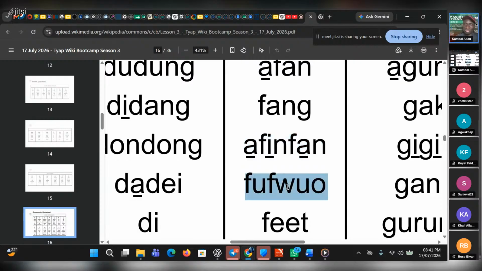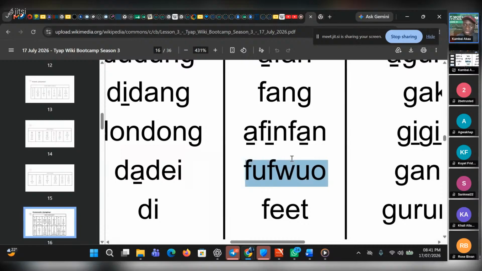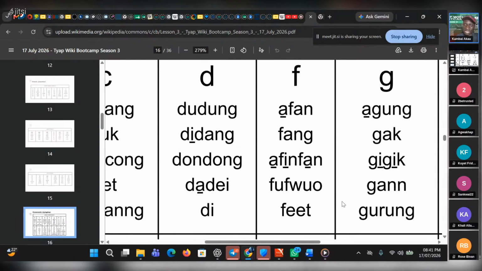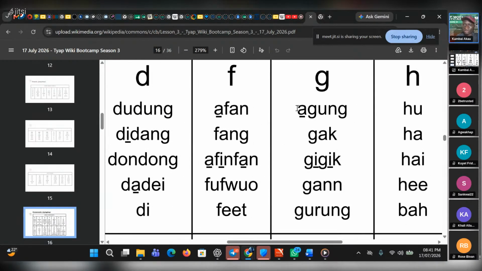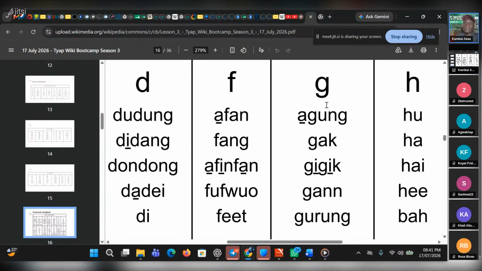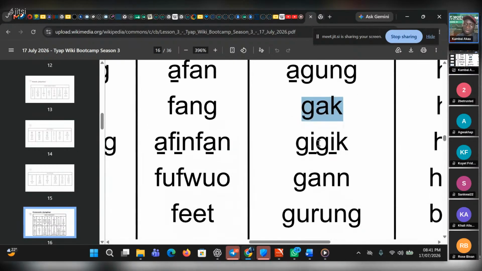And then we have fufu. Fufu is your ear. And then we have fade. Fade can mean something that is flat, something like paper. And then we have the g sound. We have ogum, which is like the hump. And then we have gak, like boundary or limit.